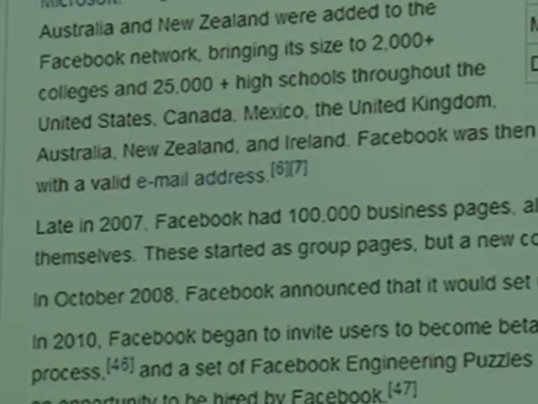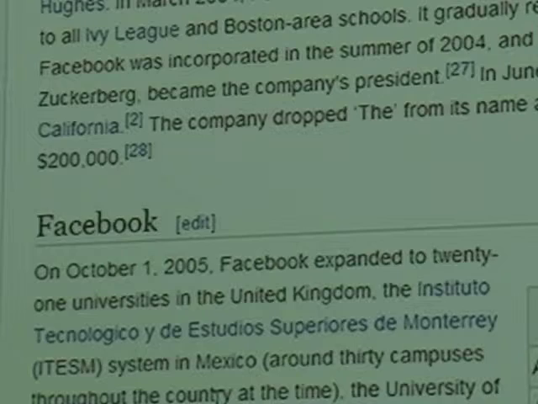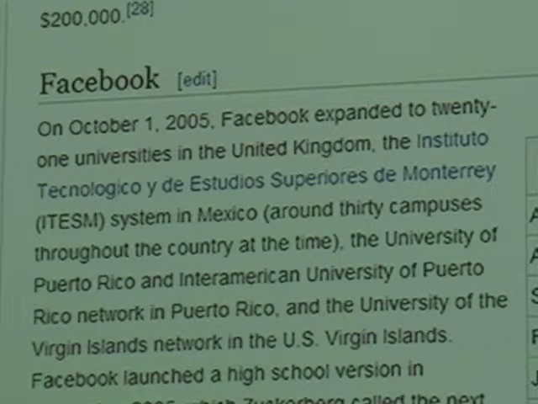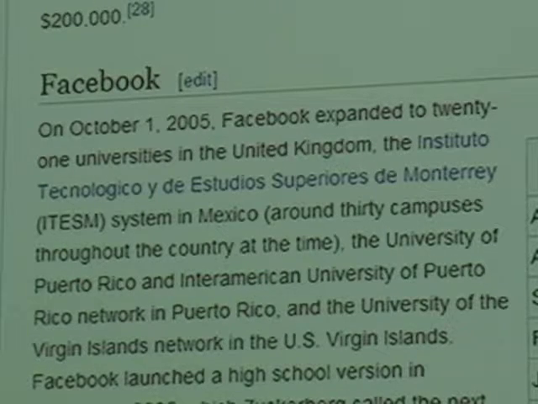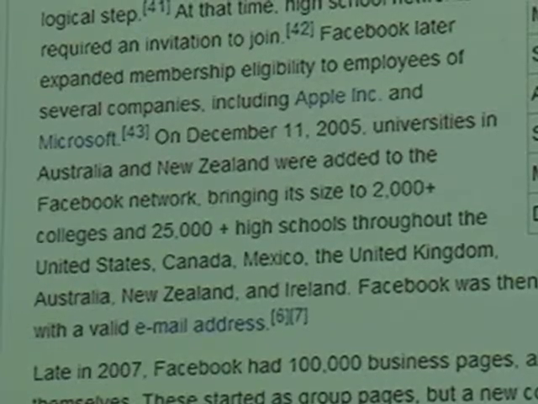Sorry, it doesn't tell us how many people there were. Well, anyway, we don't know. But anyway, all the way by 2008, they already had 100 million. How many do they have now? 1.2 billion members.